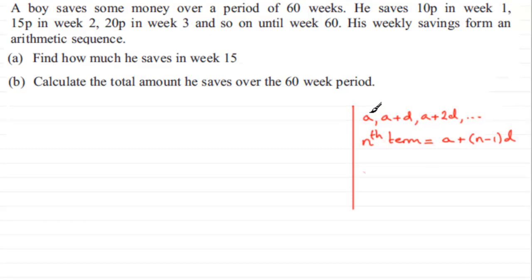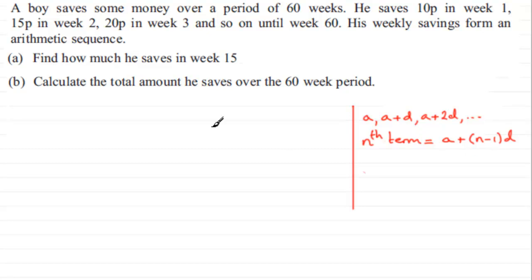If you've got an arithmetic sequence, we often call the first term A, and then we add to that a common difference, D. So the second term is A plus D, the third term would be A plus 2D, the fourth term would be A plus 3D, and so on. So in general, the nth term is given by A plus (n minus 1)D.